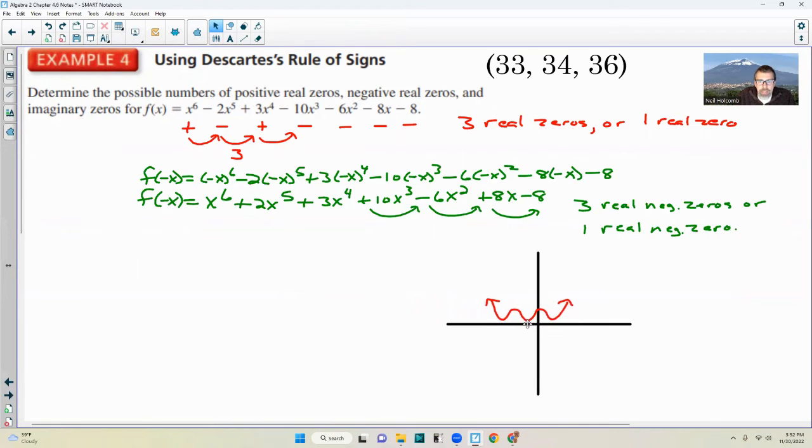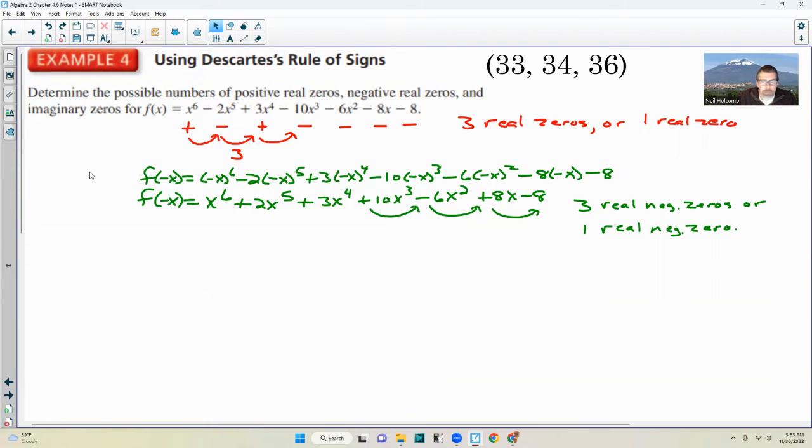So I can have as many as 3 zeros that are negative. So it could be over here or 1. But I can have 3 real zeros that are positive or 1. So I've got to figure out where this is going to end up. And that's the kind of the idea of what Descartes' rule explains. So let me get these out of the way.